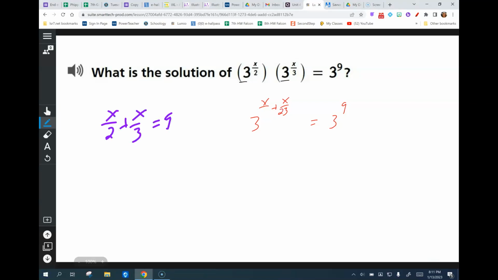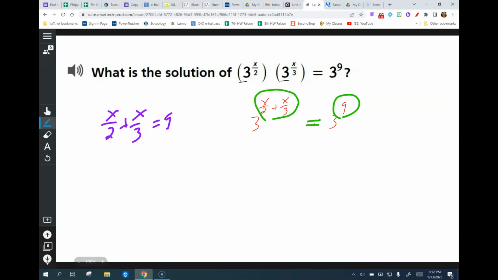Hopefully what you did is that you saw that these exponents also have to be equal because the whole thing is equal, so therefore my exponents have to be equal. So I came over here to the left-hand side and I wrote out that equation. X over 2 plus x over 3 is equal to 9.